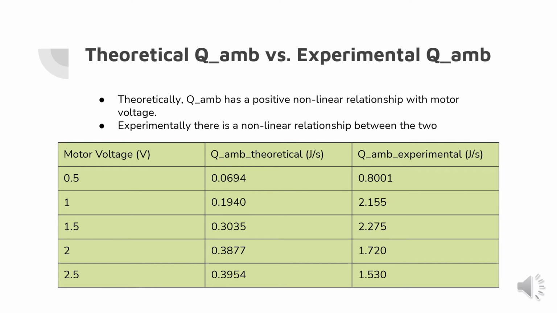Another difference is that the experimental Q ambient was larger than the theoretical Q ambient. The cause of this was the difference in the theoretical and experimental R insulation terms, which are discussed in the next slide.